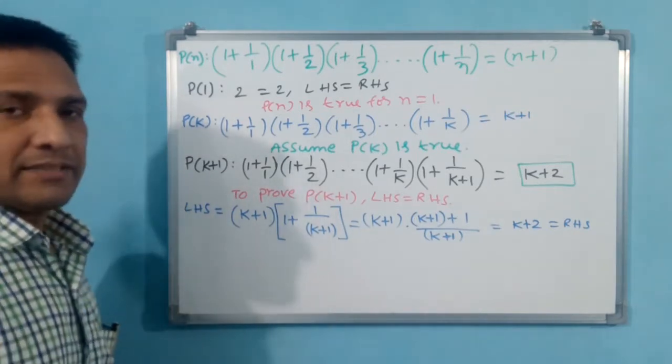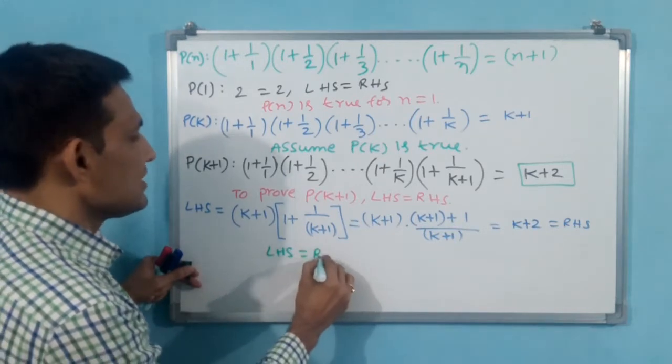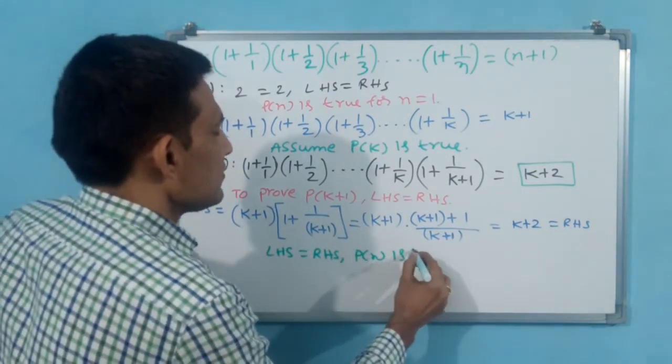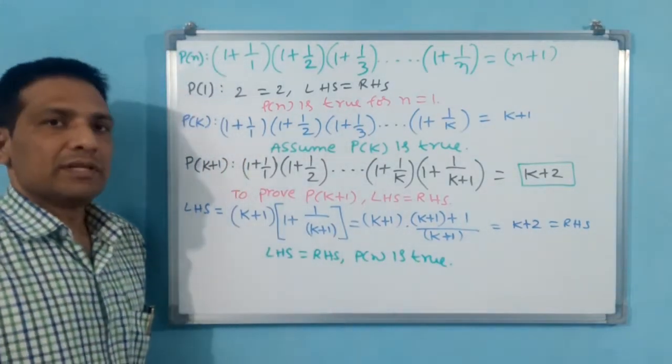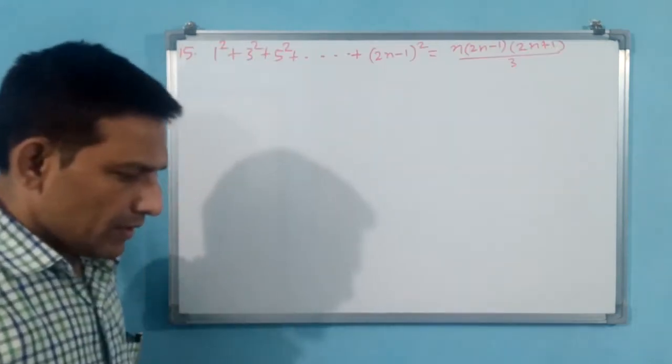Now what you have to write? LHS is equal to RHS, Pn is true. Write down. LHS is equal to RHS, P of n is true. Okay. This is the 14th question. Let us go for the 15th.